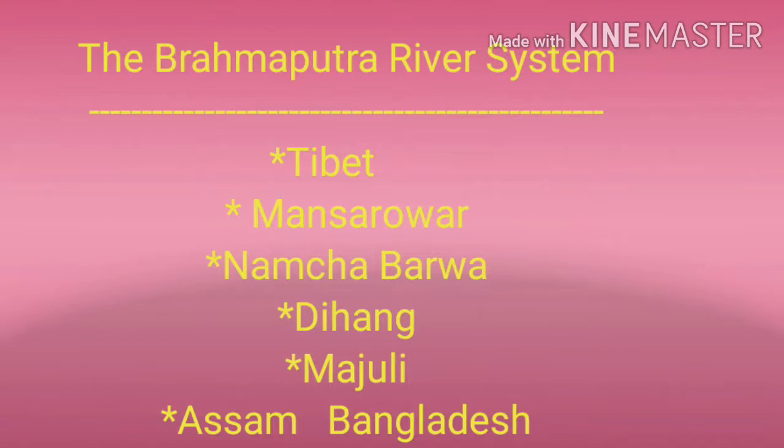Students, it is joined by the Dibang, the Lohit and many other tributaries to form the Brahmaputra in Assam. Students, do you know from where the Brahmaputra river originates? Yes, the Brahmaputra river originates in Tibet, east of Mansarovar Lake, very close to the sources of the Indus and the Sutlej.